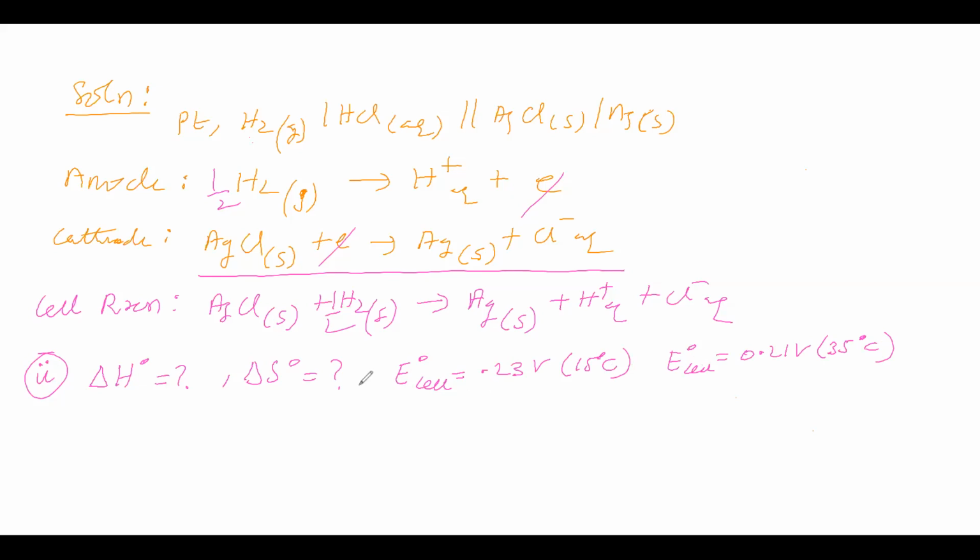Using these two E naught values, we have to find delta H naught and delta S naught, and the assumption is given. What is the assumption? Delta H naught remains the same in the temperature range 15 degrees Celsius to 35 degrees Celsius. Similarly, delta S naught.